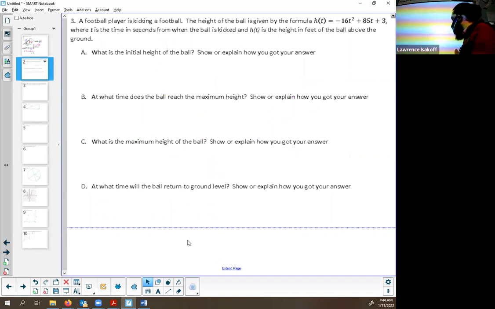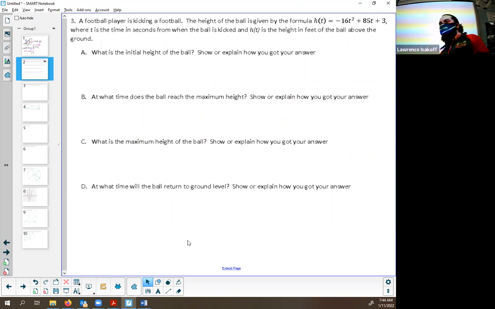Number 3 is again one of those, we dealt with quadratics. We know essentially what to do here, but it is a little different than what we've been doing. So a football player kicks a football. The height of the ball is given by the following equation, where t is the time in seconds and h of t is the height of the football. So what is the initial height of the football? It says, show or explain how you got your answer.